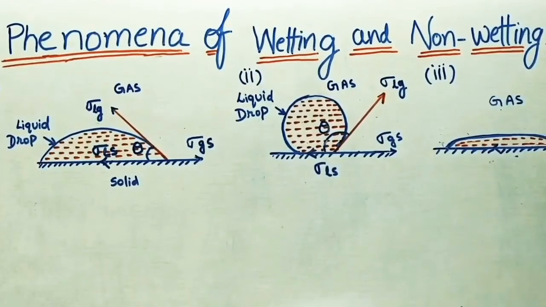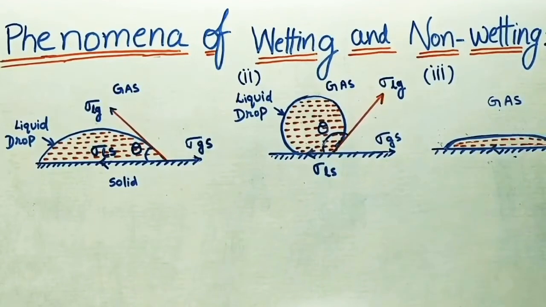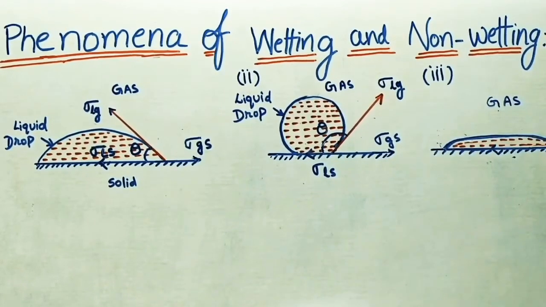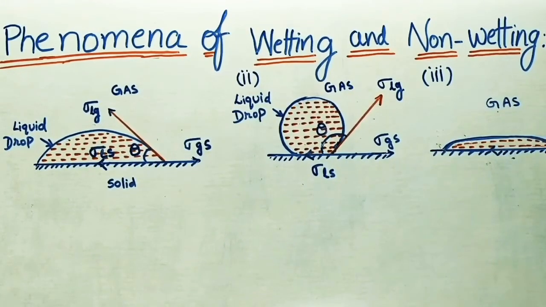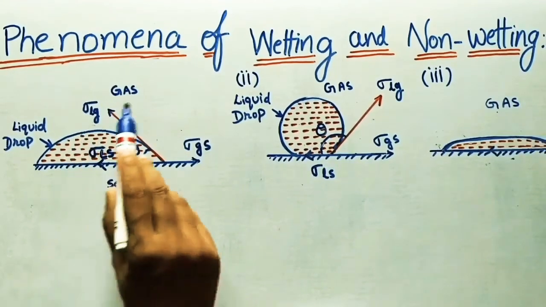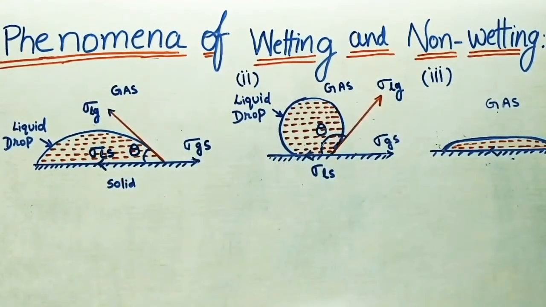Today's class we will discuss the phenomena of wetting and non-wetting, and after this we will take types of fluids. Those are Newtonian fluids, non-Newtonian fluids, and ideal plastic fluids. First, take the phenomena of wetting and non-wetting of a surface.